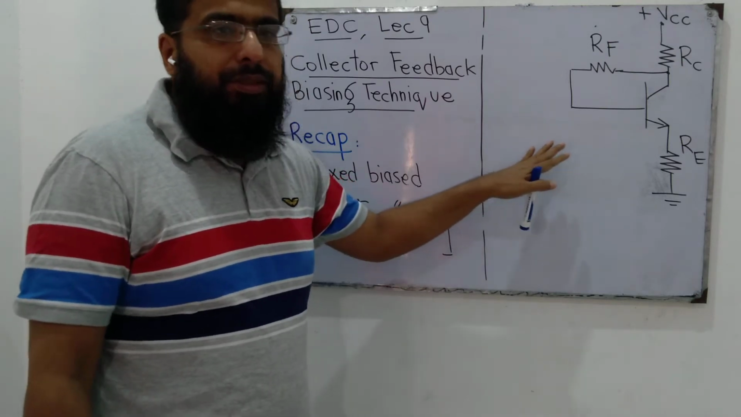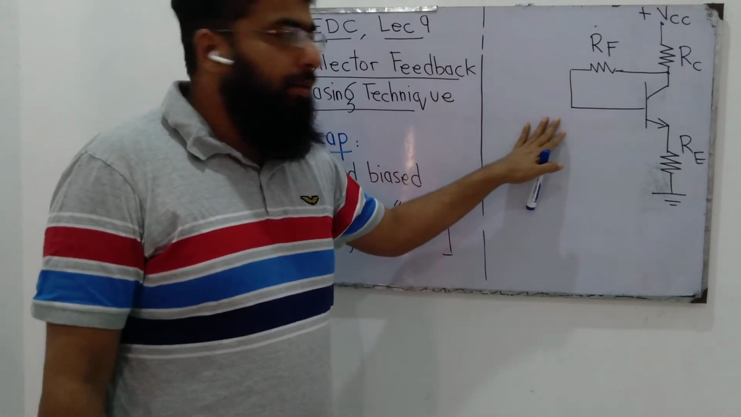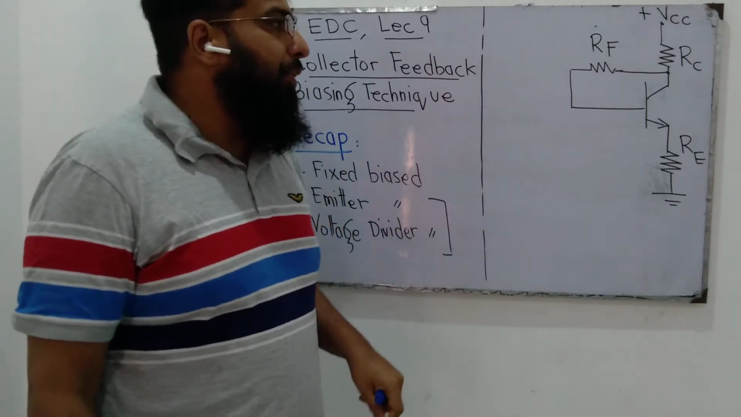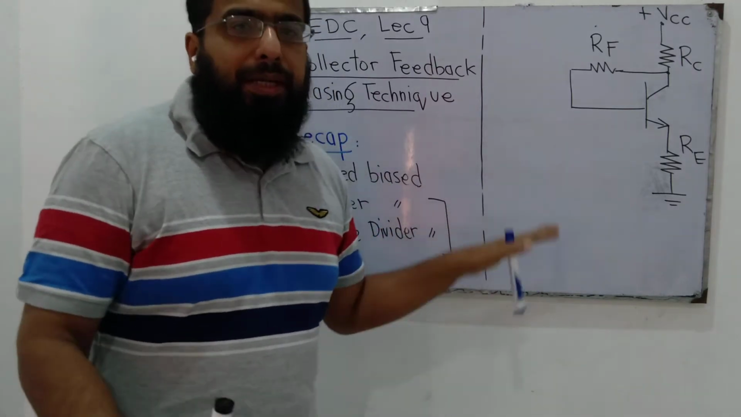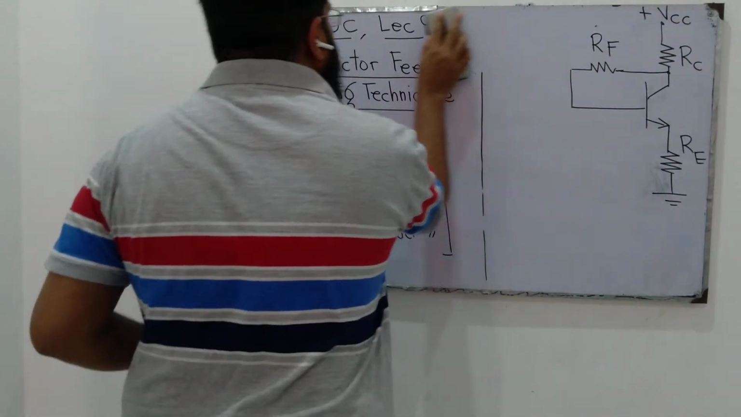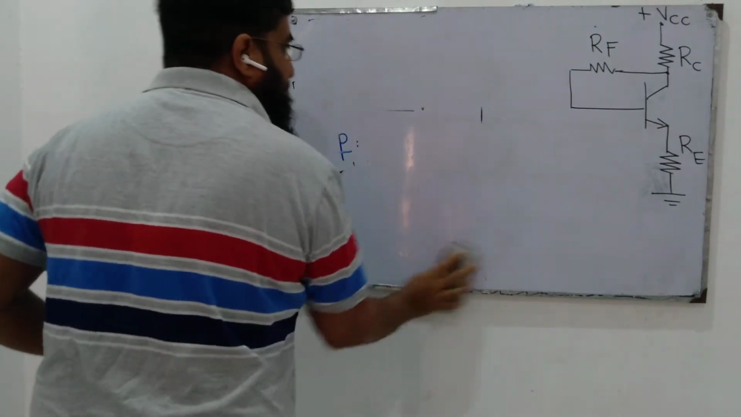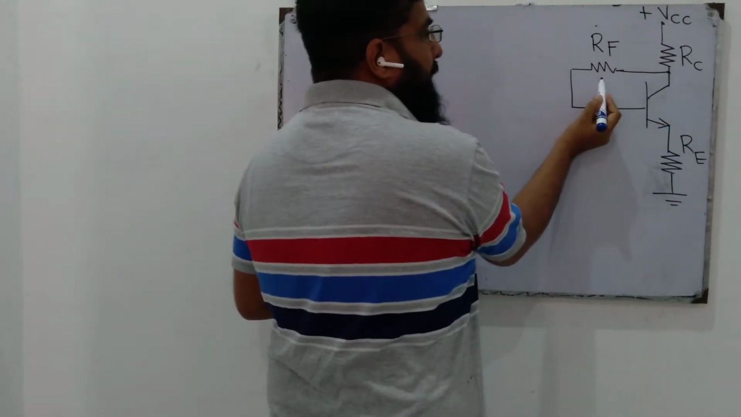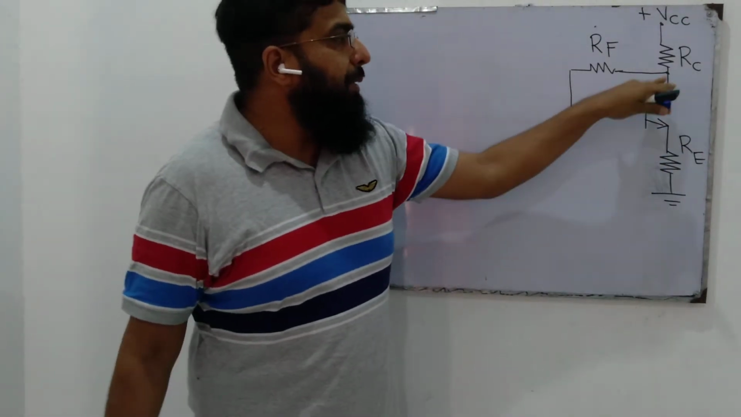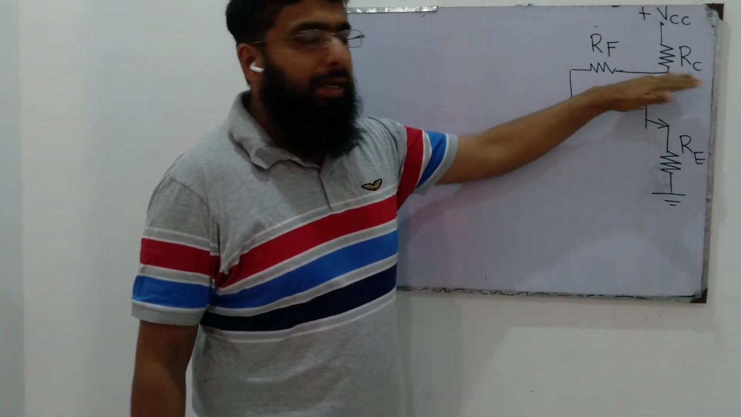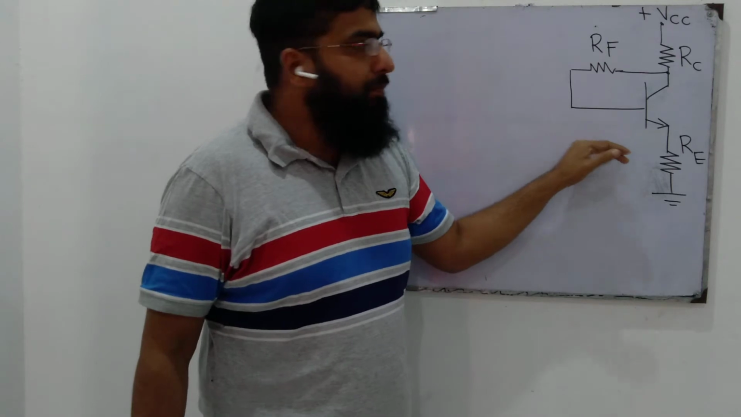Today we'll perform its analysis and we'll write input and output loop equations to find out the bias point. Let's start. Here we can see that we have an RF resistor that is in a feedback path from the collector side to the input side base.